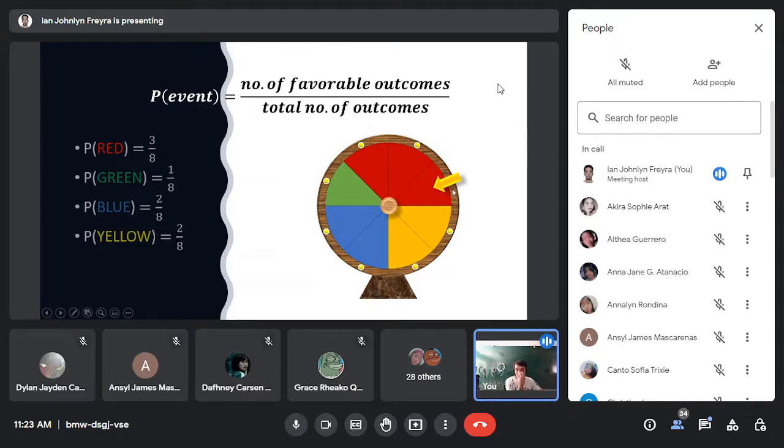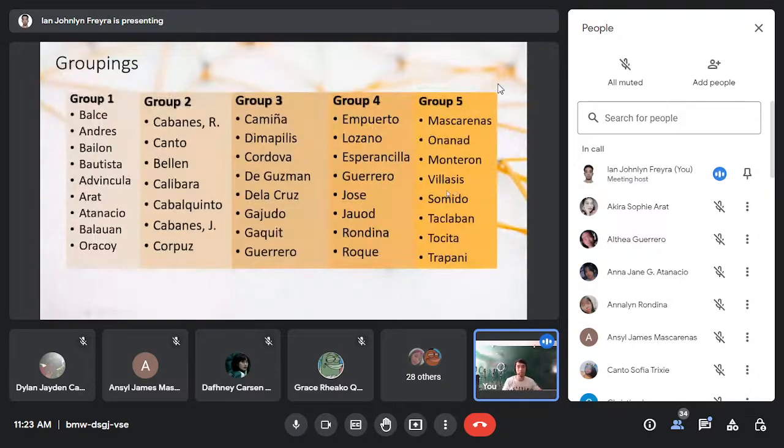Next, let's have a group activity. Group 1, 2, 3, 4, 5. This is your usual grouping. May group chat na dito, tama? Opo. Doon magko-communicate sa group chat. Magtulungan sa pagsagot. Ito yung sasagutan natin.